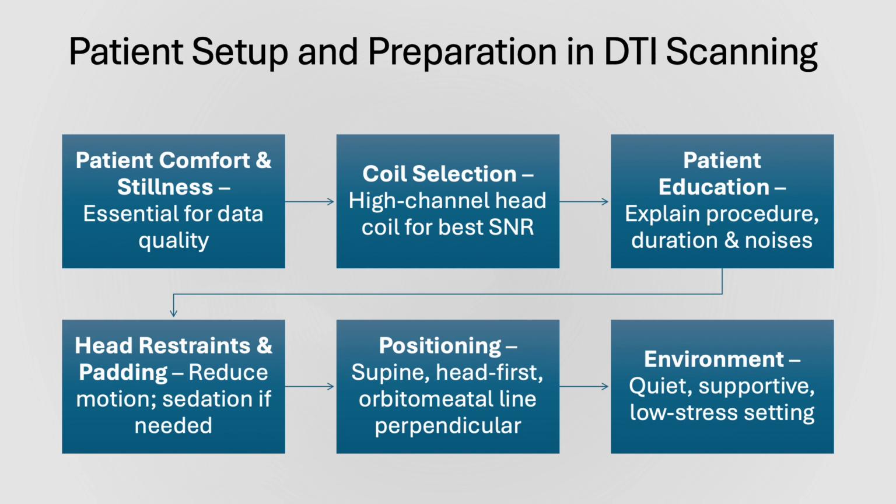For positioning, the patient should be supine, head first, with the head straight and centered, and the orbitomental line perpendicular to the bore. Misalignment here can distort tractography results, so ensure the patient is very much well-centered.